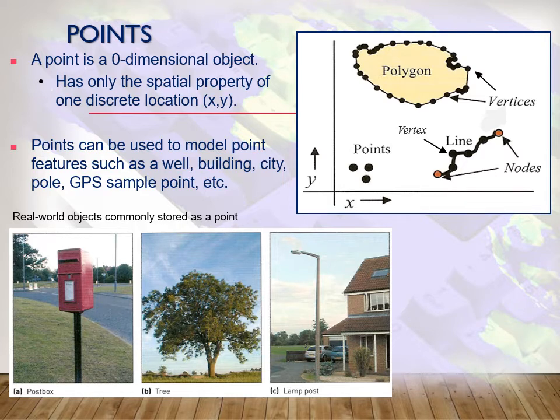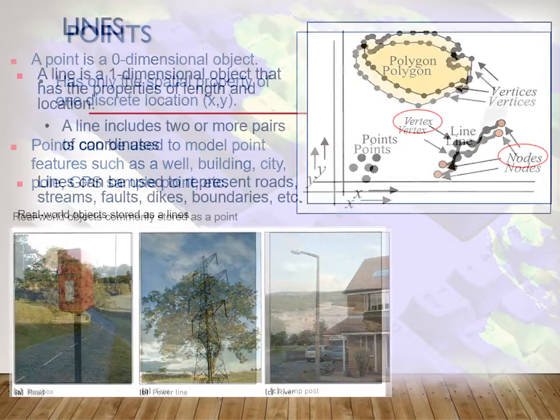There are a lot of different features that are represented by a point. I just have some examples here, like a post box, a tree, a lamppost, a house, and if you zoomed out, even a city. So points are very clean, very nice, and very neat. And again, with vector data, we have tables, multiple attributes assigned to each feature, and therefore it is very powerful.